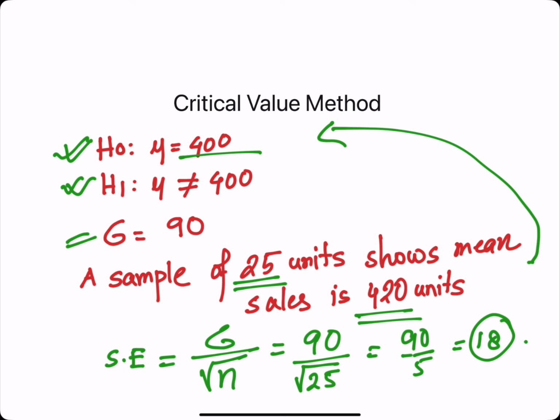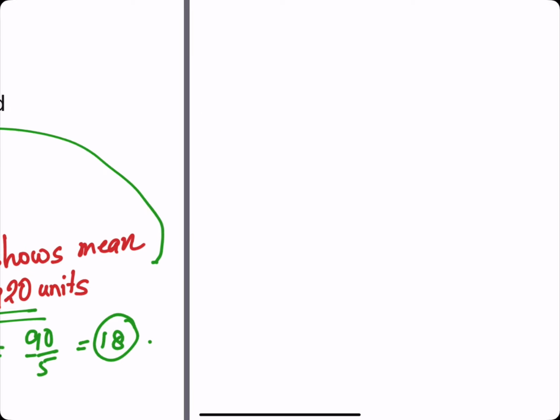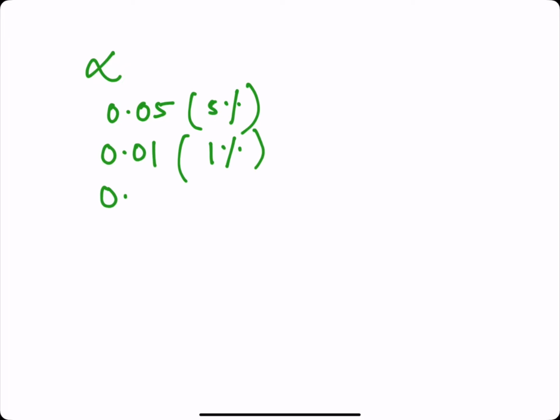Now let's set up a significance level. The significance level, which is denoted by alpha, represents the probability of rejecting the null hypothesis when it is actually true. Very commonly used significance levels are 0.05, which is 5%, 0.01, which is 1%, and 0.1, which is 10%. And in this case, let's assume alpha equal to 0.05.